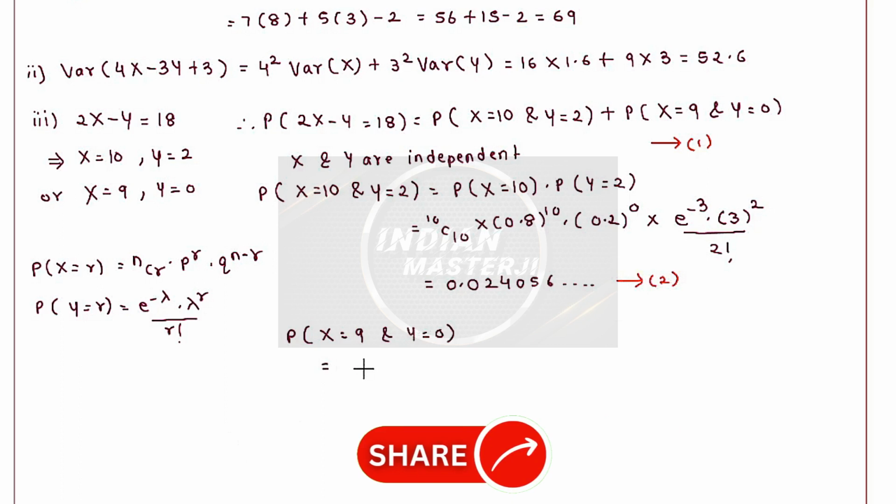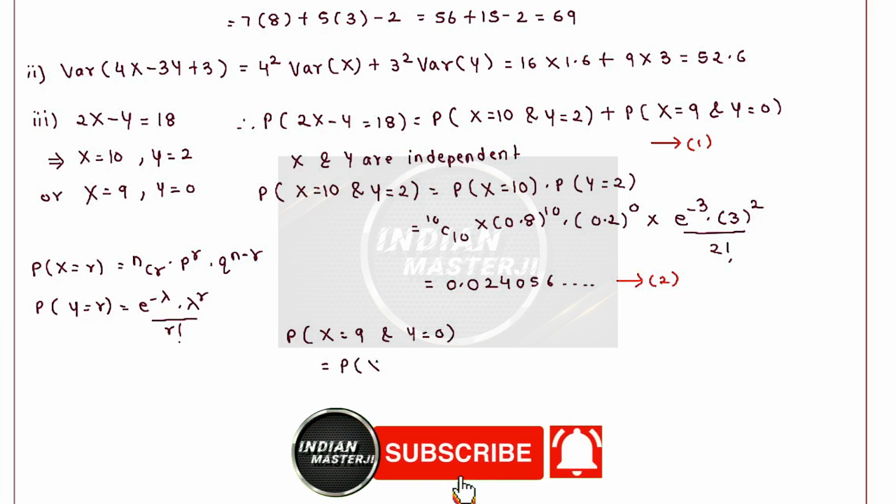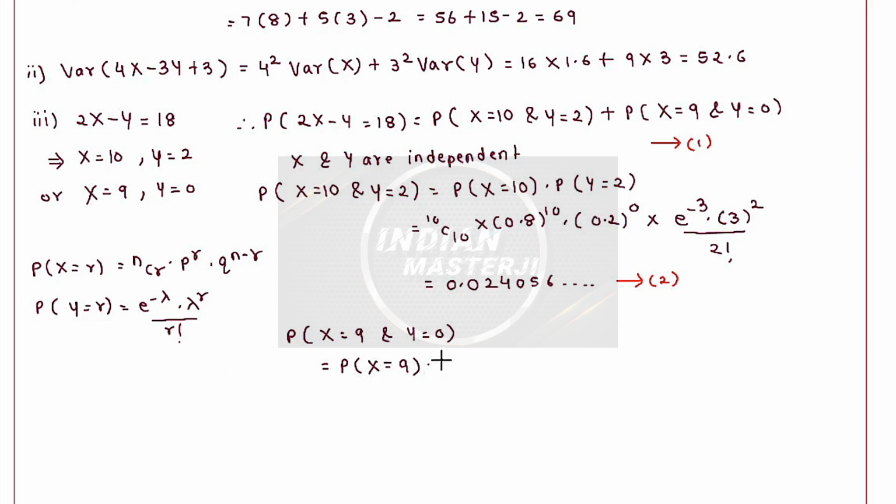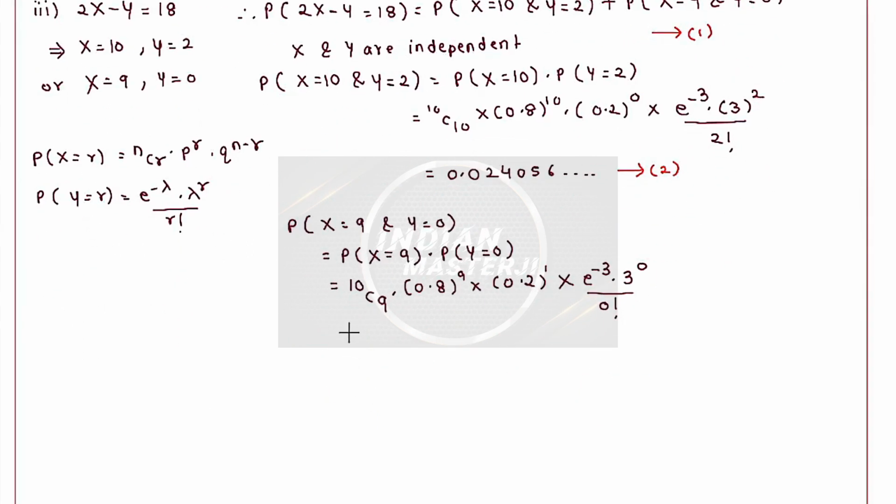So this will be equal to what? Because x and y are again independent, here we'll say probability of x equal to 9 multiplied by probability of y equal to 0. Correct? So this will be equal to what? 10C9 times 0.8 raised to 9 multiplied by q raised to n minus r, that is 0.2 raised to 1. This in turn is multiplied by probability of y being equal to 0, so that is e raised to minus lambda, that is 3, times lambda raised to 0, that is 3 raised to 0 upon 0 factorial. Correct? If I solve this, what do I get?